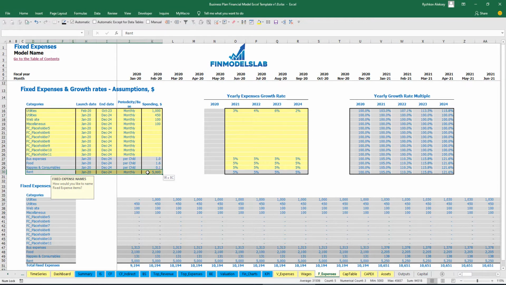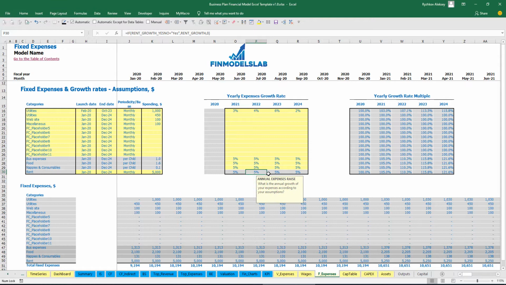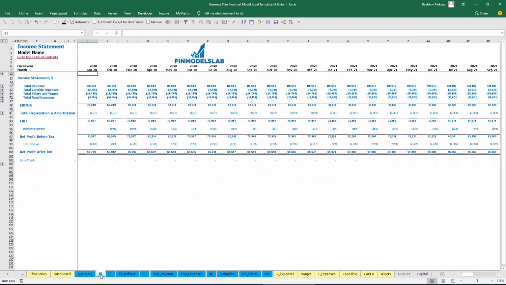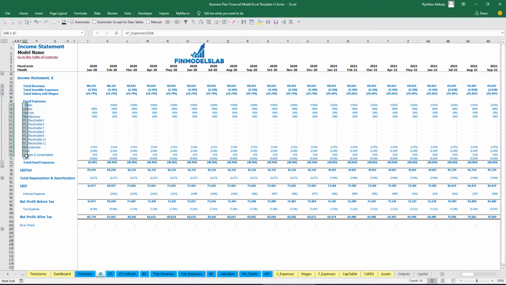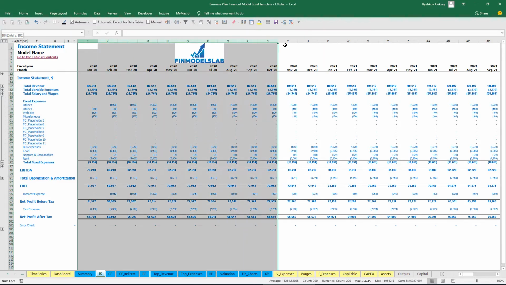Separately, you can also set up rent, which is a predefined cell, but the amount is also changeable. And growth rates for the rent are also connected to the dashboard. That's why you should not change these gray cells. Once you set up all the fixed expenses, you may see them in the income statement, in the total fixed expenses section, where you may see the breakdown by categories and by months as well.